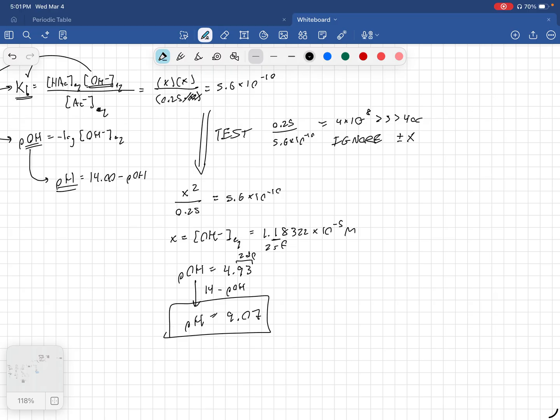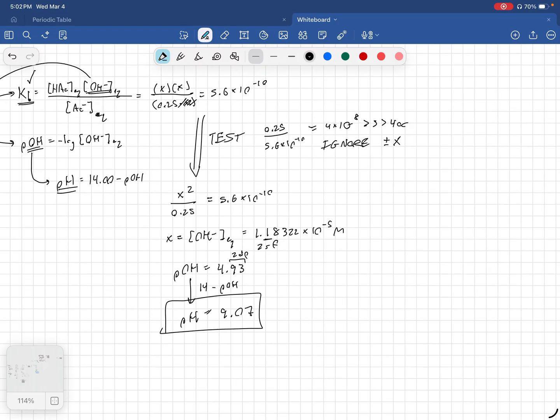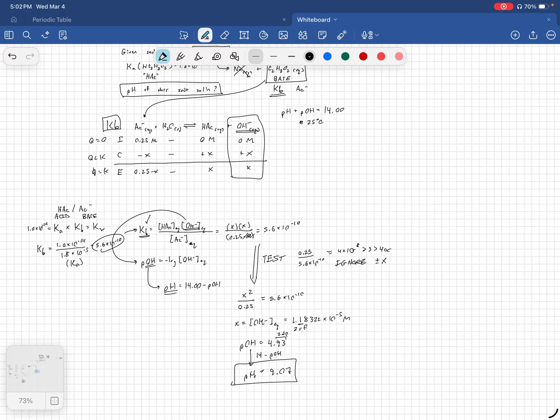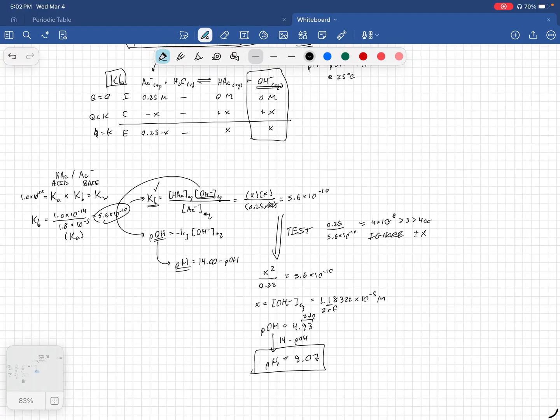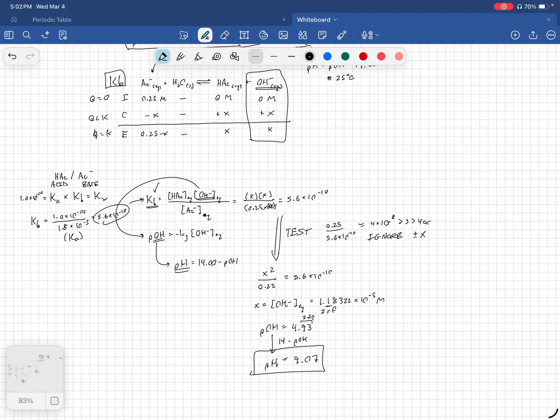Because our acetate ions are the conjugate base of a weak acid, acetic acid, they're going to result in a basic solution rather than an acidic solution, as if we had put acetic acid in as the major component. So this is an example of doing a Kb problem. It's got a couple of other steps in it, things that you need to be careful about.